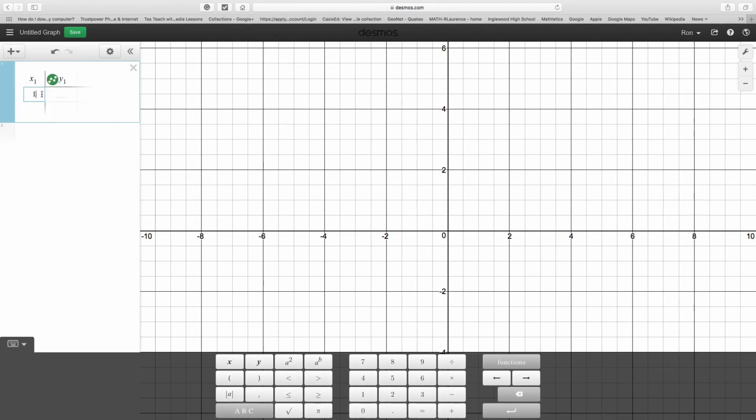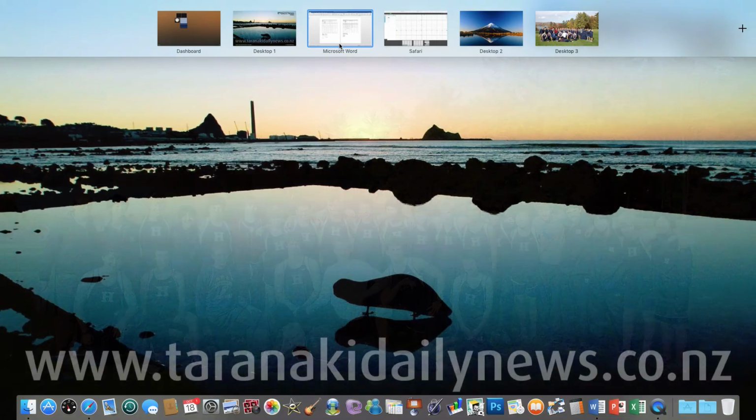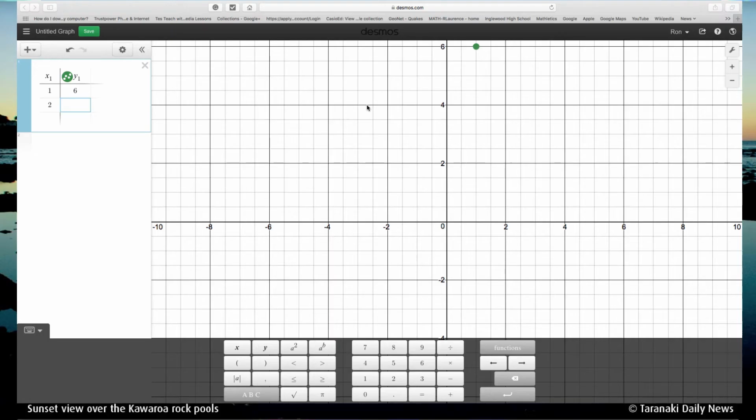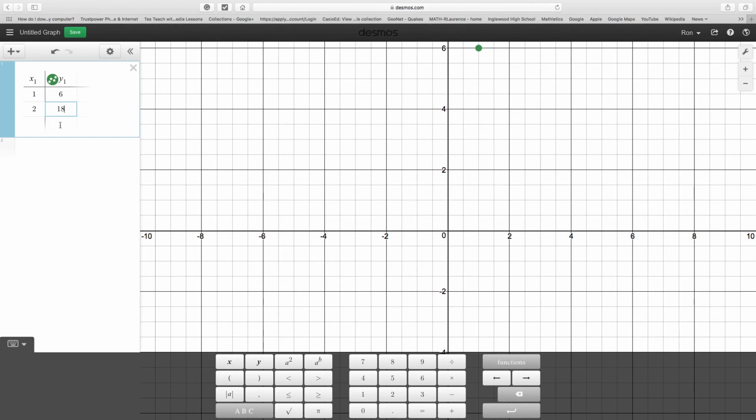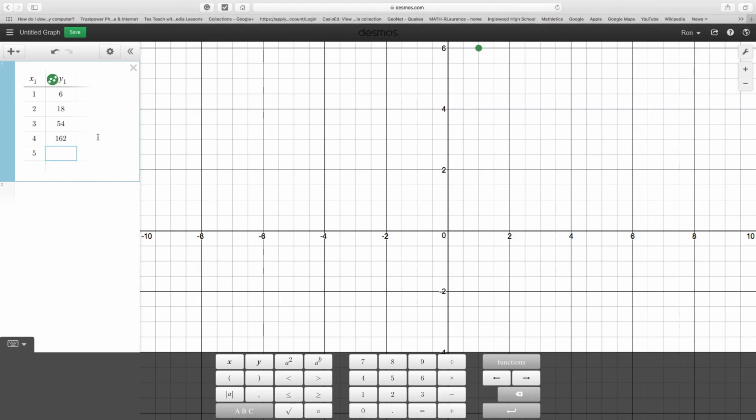So we had 1 and 6, 2 and 12, 2 and 18, 3 and 54, 4 and 162, and 5 and 486. So I've got my table.